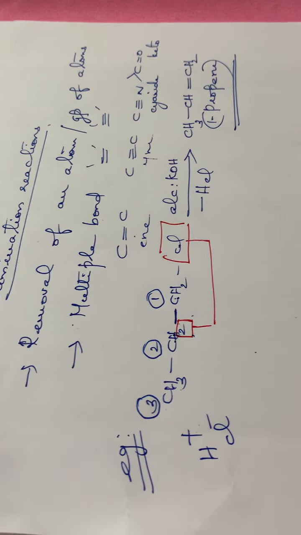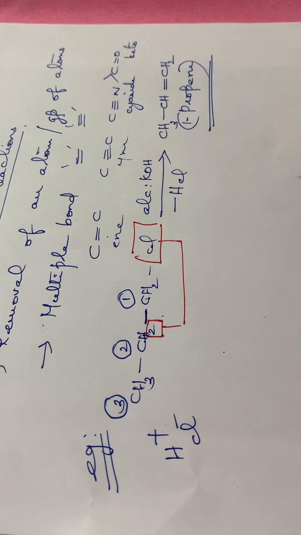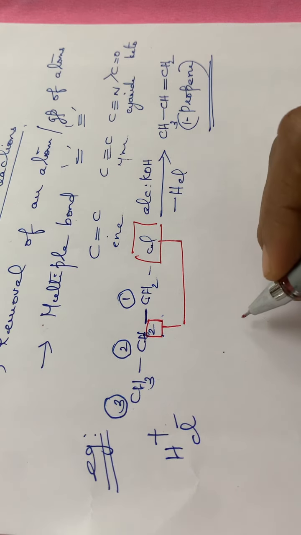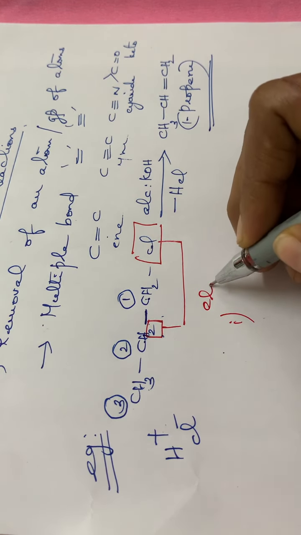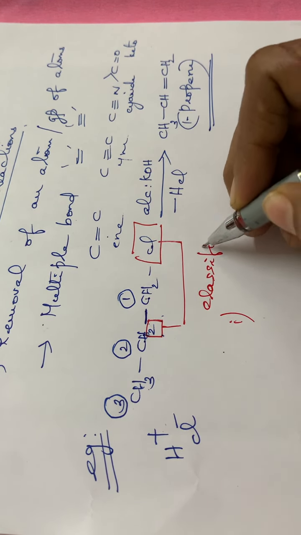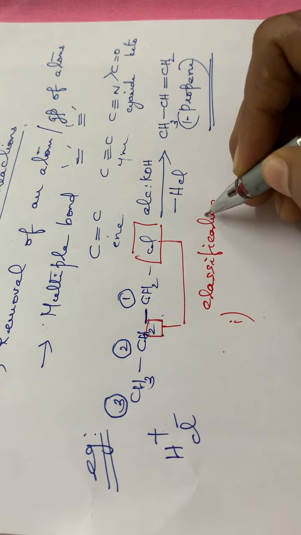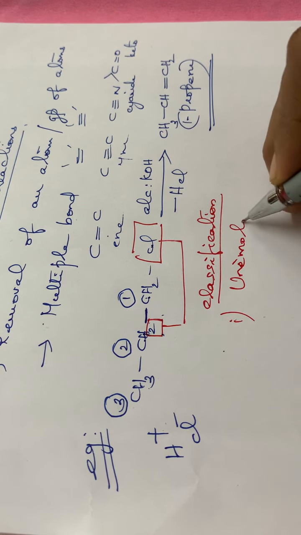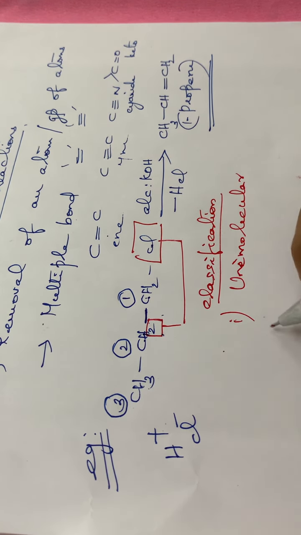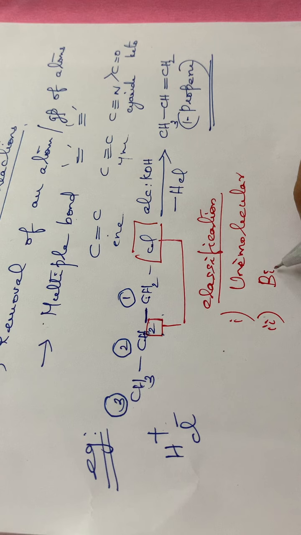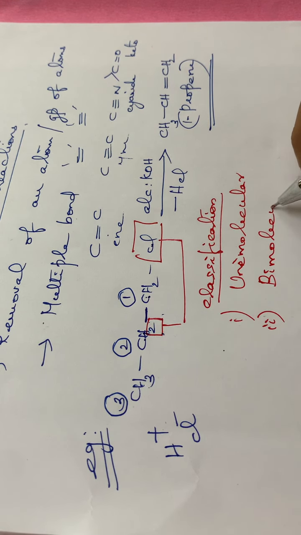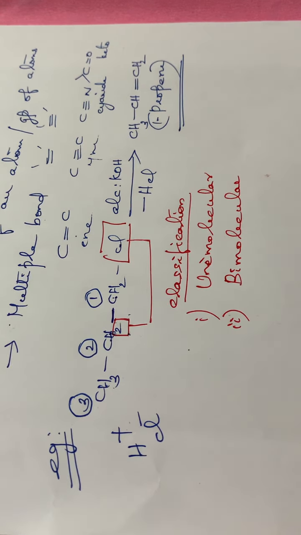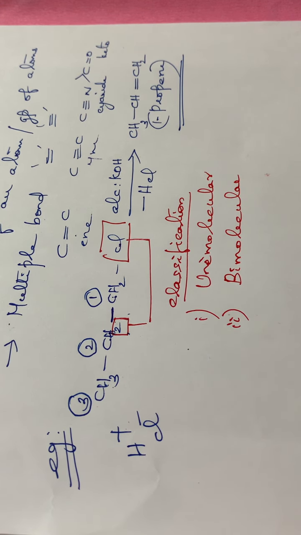Now we can move on to the different types of elimination reactions. You have to study two types of elimination reactions. The first one is the unimolecular elimination reaction, and the second one is the bimolecular elimination reaction. Again, we can go through the examples.